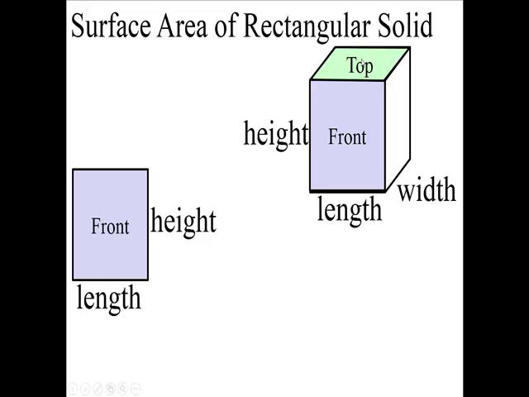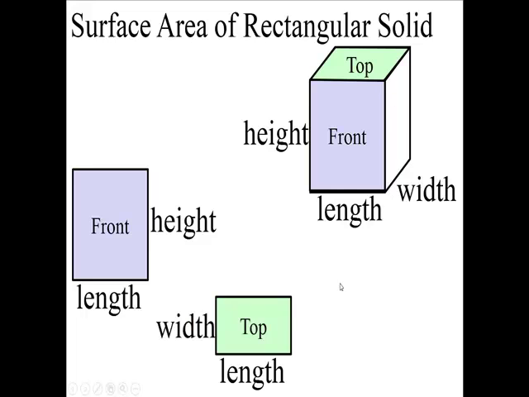We have the top and the bottom, but let's look at the top of it. The dimensions of the top: this side right here is the same as this side, which is the length. And then it has this side right here, which is the same as this one here. That edge is the width. So the top has to do with the length and the width, but not the height.